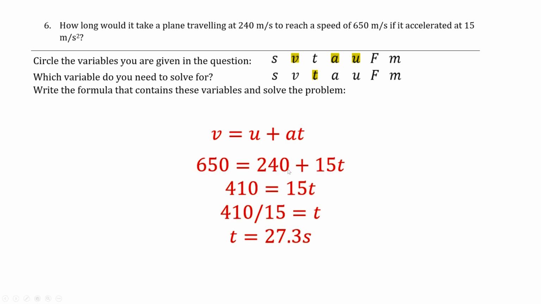650 equals 240 plus 15t. You subtract 240 from both sides and you end up with 410 equals 15t, divided by 15. 27.3 seconds is how long it would take accelerating at 15 meters a second squared to get from 240 to 650.